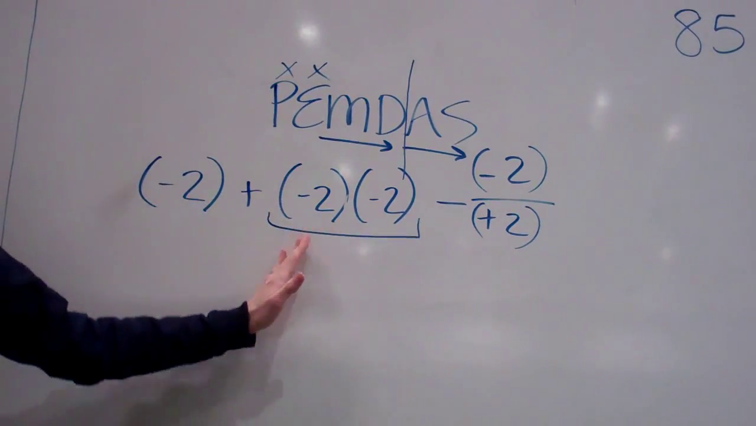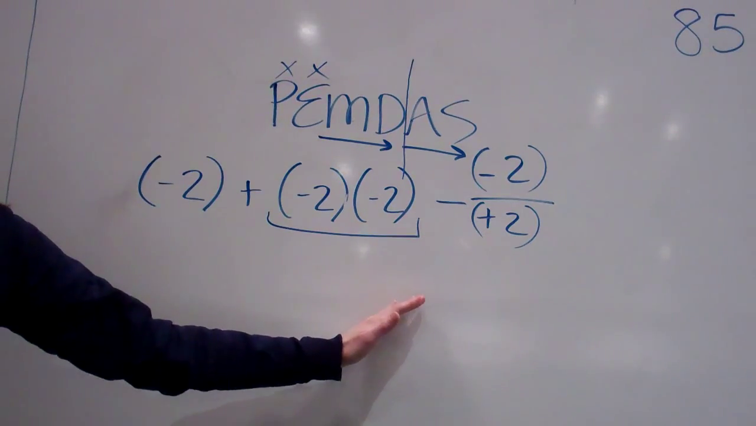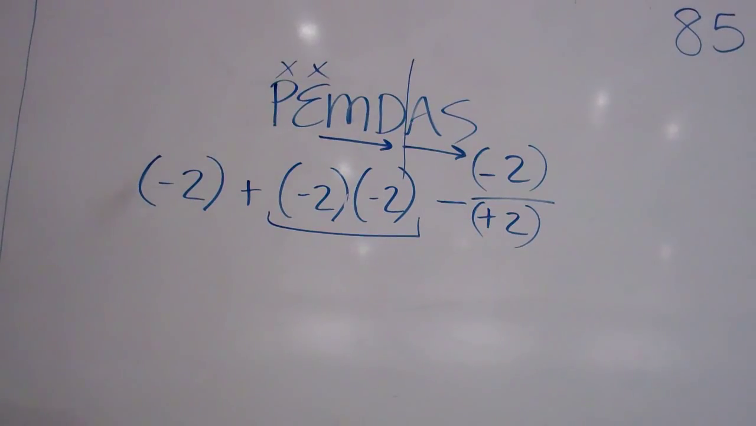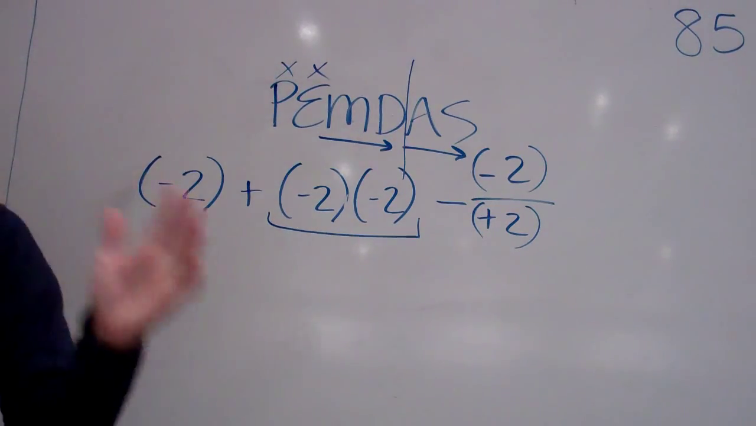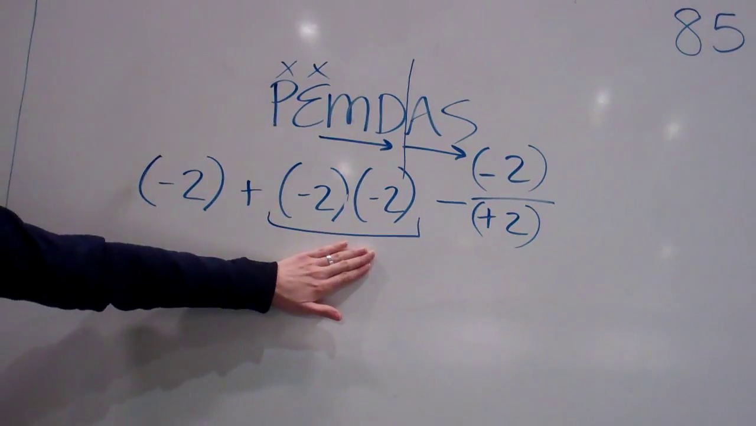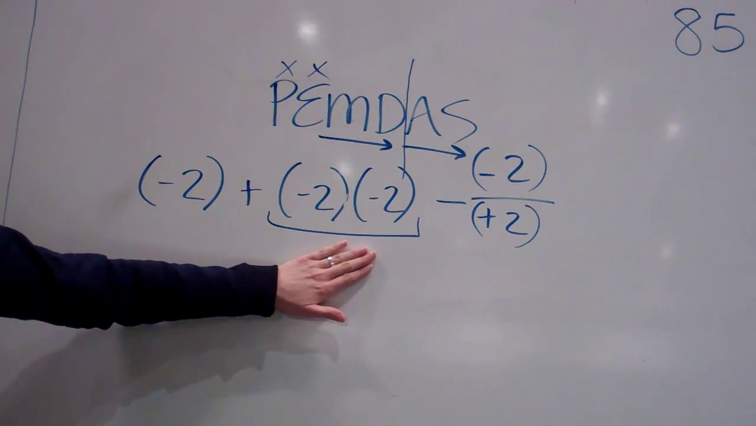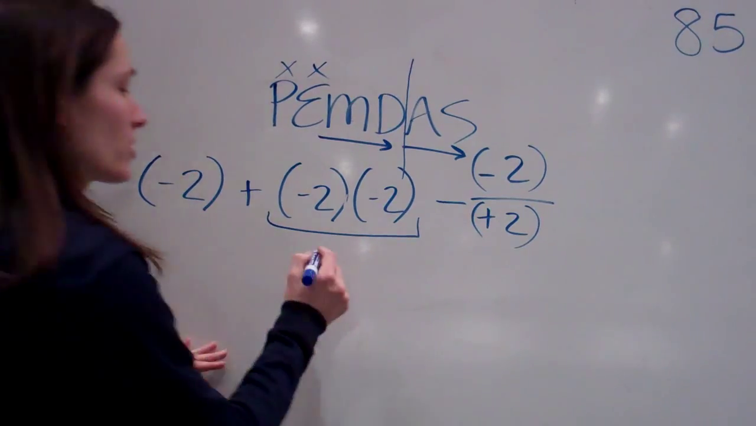Negative 2 times negative 2 is not negative 4. Why is it positive 4? Because you have the same sign. And when you're multiplying or dividing signed numbers, if you have the same sign, it's positive. Everybody remember that? Same sign is positive. So this one would give us 4. Everybody gets that? You may have to go back to your notes on this. So this is a 4.